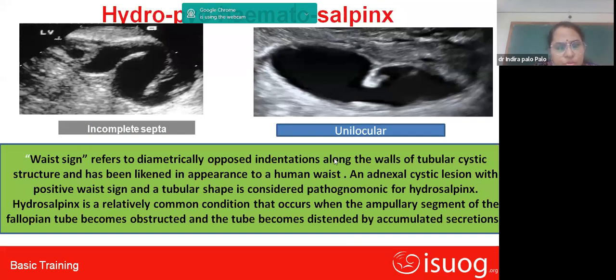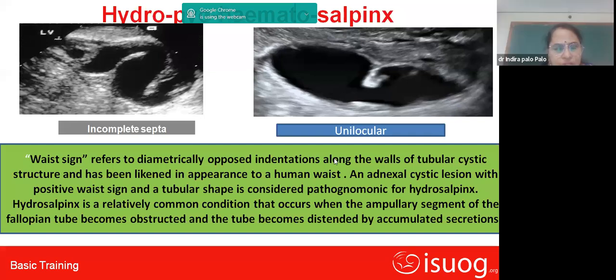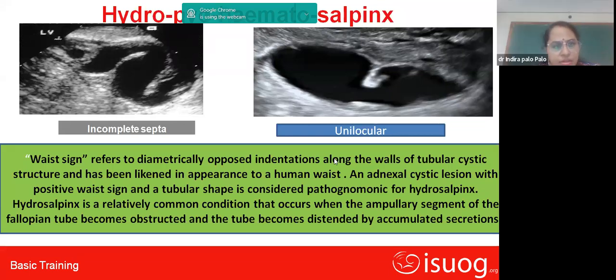So it is due to folding of the fallopian tube on itself that it looks like a cystic multilocular cyst. But if you carefully observe, the septa does not touch the other wall also. So this is an incomplete septa. So we consider that hydrosalpinx and pyosalpinx are a unilocular cyst as there is no complete septa.